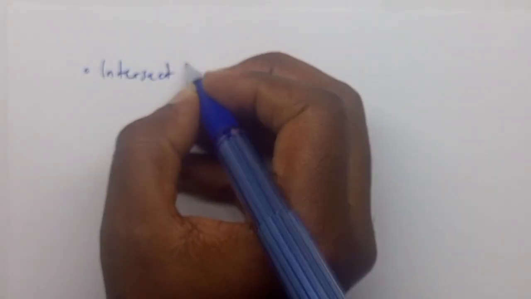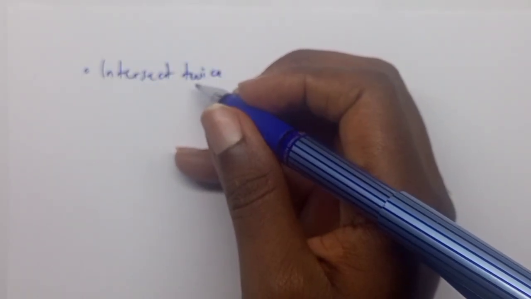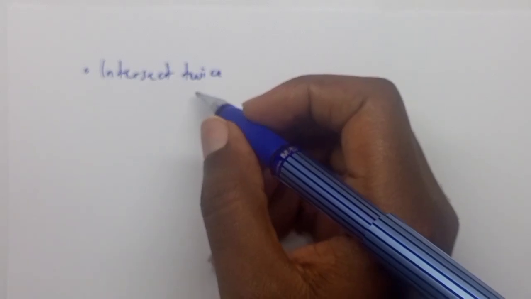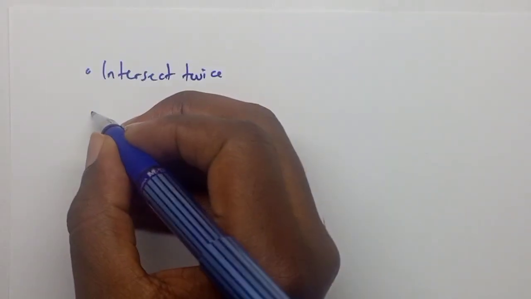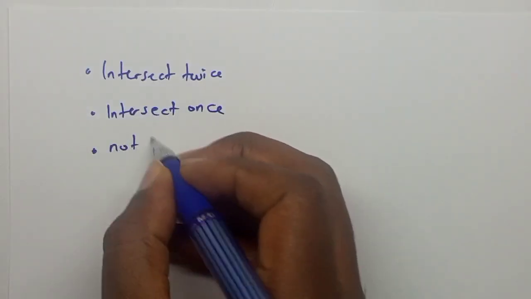Now, the graph of a linear equation and the graph of a quadratic equation can either intersect twice, or they could intersect once, or not intersect at all.